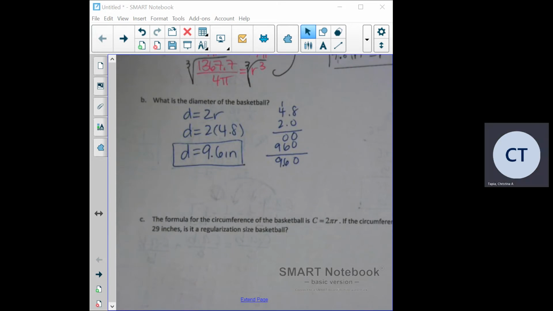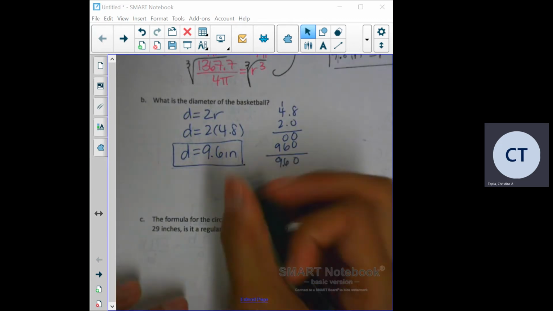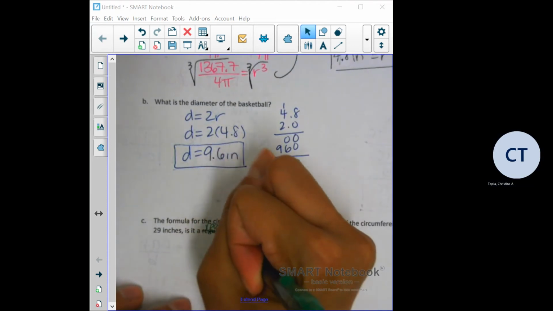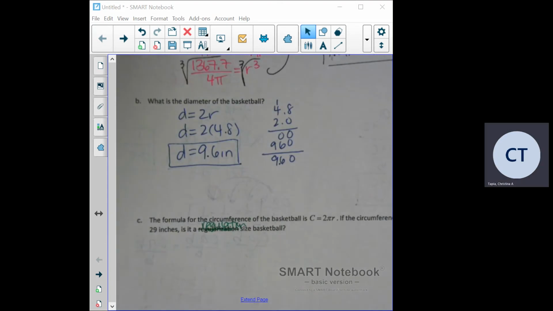For the last part, I shouldn't need to help you on it, but I'm already getting this far into it anyway. Let's see what we get. The formula of the circumference of a basketball is C equals 2 pi r. If the circumference of the basketball is 29 inches, is this regulation? This says regularization. I did not know that was a word. This should say regulation. Is it a regulation size basketball?